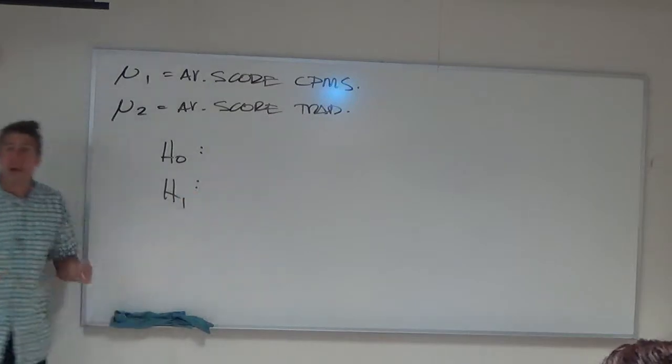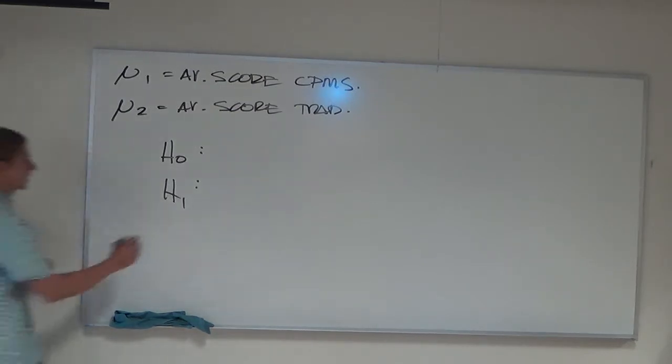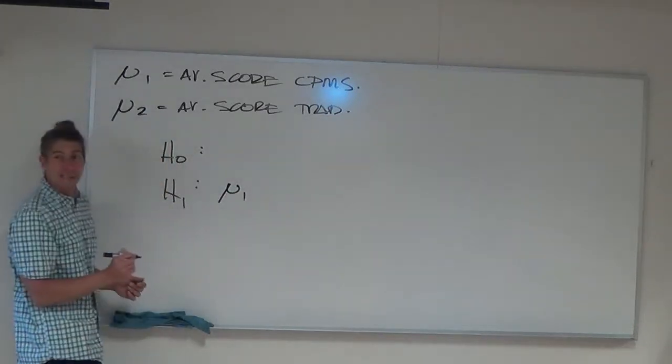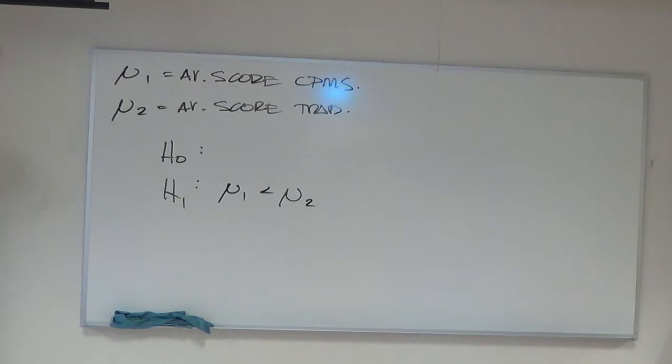So based on our little box plot analysis that we just did, what do we now think? mu1 is less than? That's what it looks like based on our box plots, doesn't it? It looks like maybe the average score for the Core Plus kids is going to be lower than the average score for the traditional kids.